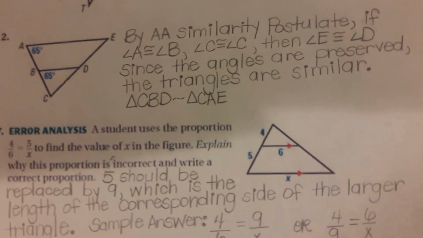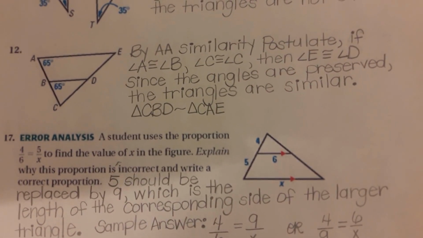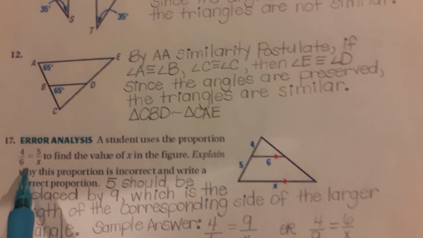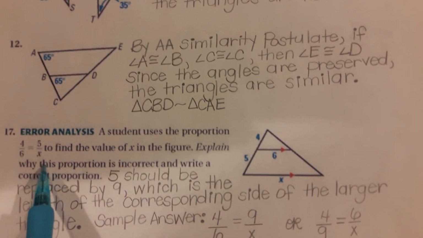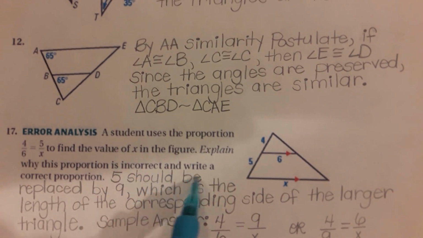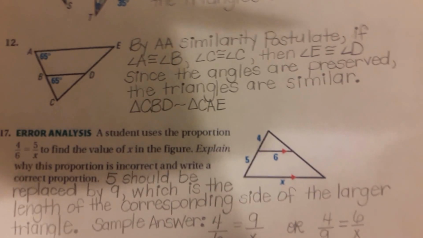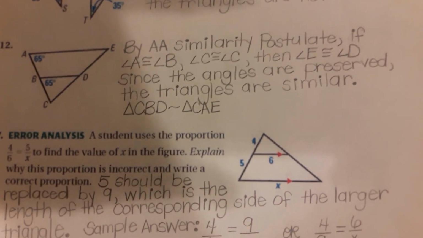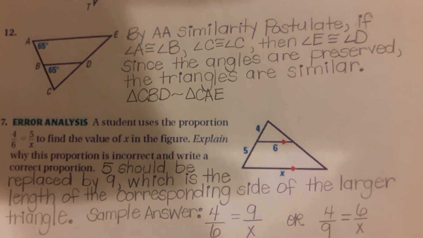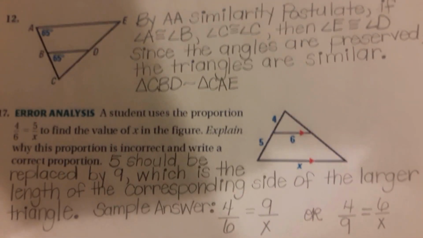Number 17. On 17, it says a student uses the proportion 4/6 equals 5 over x to find the value of x in the figure. Explain why this proportion is incorrect and write a correct proportion. In the answer they gave us, it says that 5 should be replaced by 9, which is the length of the corresponding side of the larger triangle. And you have a sample answer.